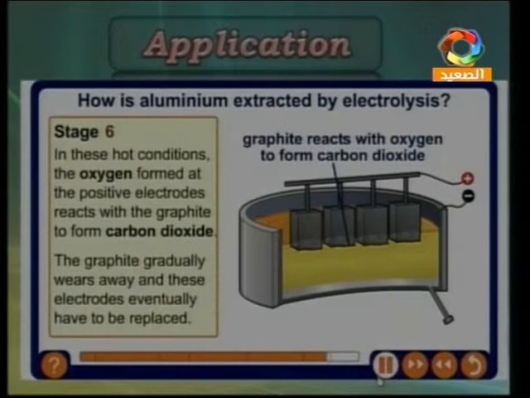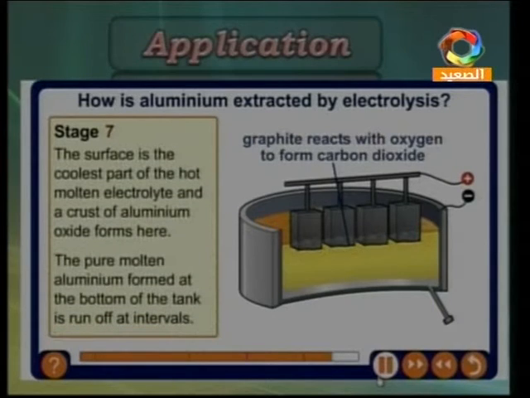The oxygen formed at the positive electrode reacts with graphite from the carbon electrode to form carbon dioxide. Graphite reacts with oxygen forming carbon dioxide. After that, the graphite gradually wears away from these electrodes and eventually has to be replaced.